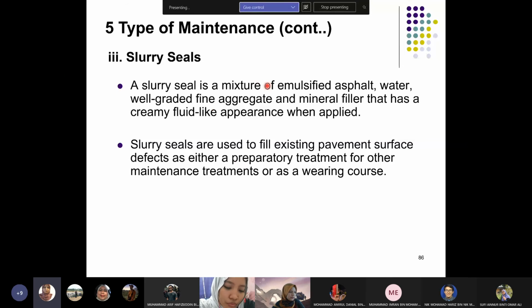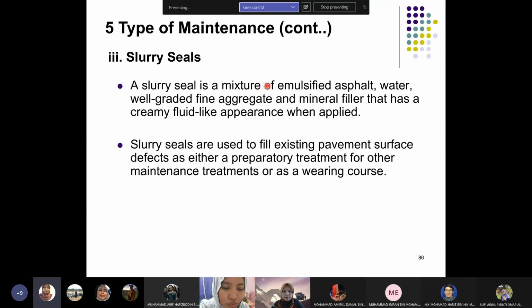Okay, tengok ini mixture dia, emulsified asphalt dalam keadaan cair, then liquid, then we have water, and then ditambah dengan aggregate. Tengok mixture dia lebih kurang macam concrete mix, cumanya dia tak ada cement lah kat sini, digantikan dengan emulsified asphalt, right? And they have a mineral filler that has a creamy fluid-like appearance when being applied. Okay, so ada 4 bahan ni lah, okay, untuk slurry seal.